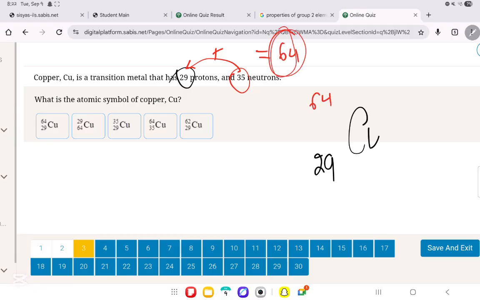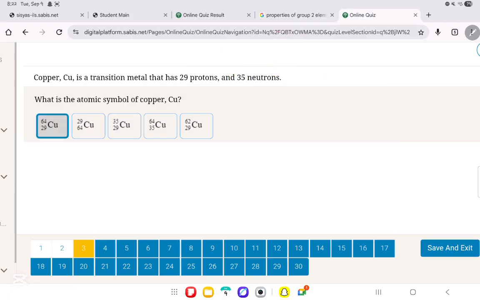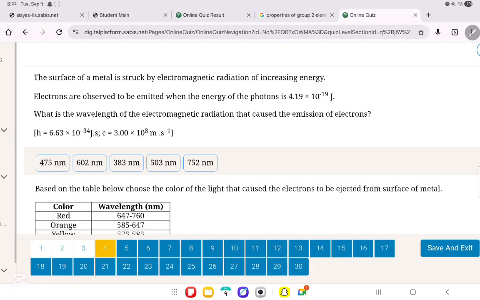64 is the mass number, or it's the same, it's the number of nucleons. So 64 Cu 29, this is our final answer. Let's move on to question number 4.